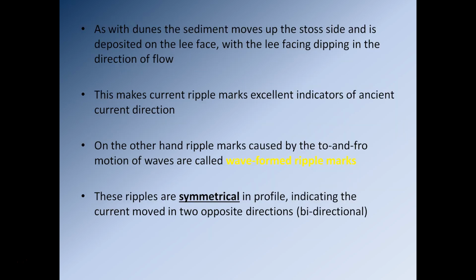So, as with dunes and sediments, the same thing goes for ripples. Sediment will move up the stoss side of a ripple and be deposited on the lee side of a ripple. Now, to be clear, in the case of most ripples, you won't get little crossbeds forming. You'll just see the ripples themselves. So these asymmetrical ripples, these current ripples, are excellent indicators of ancient current directions. They tell you which way the water or the wind was blowing or moving.